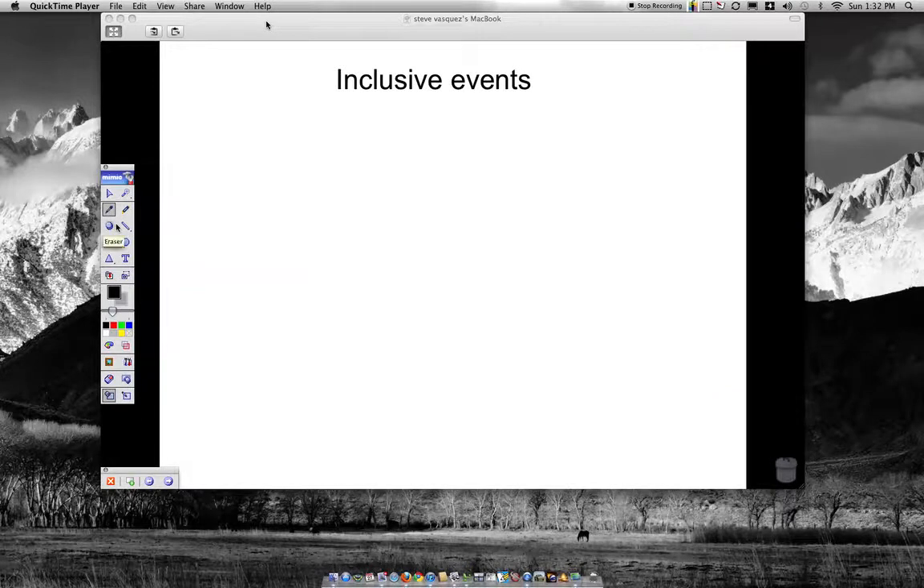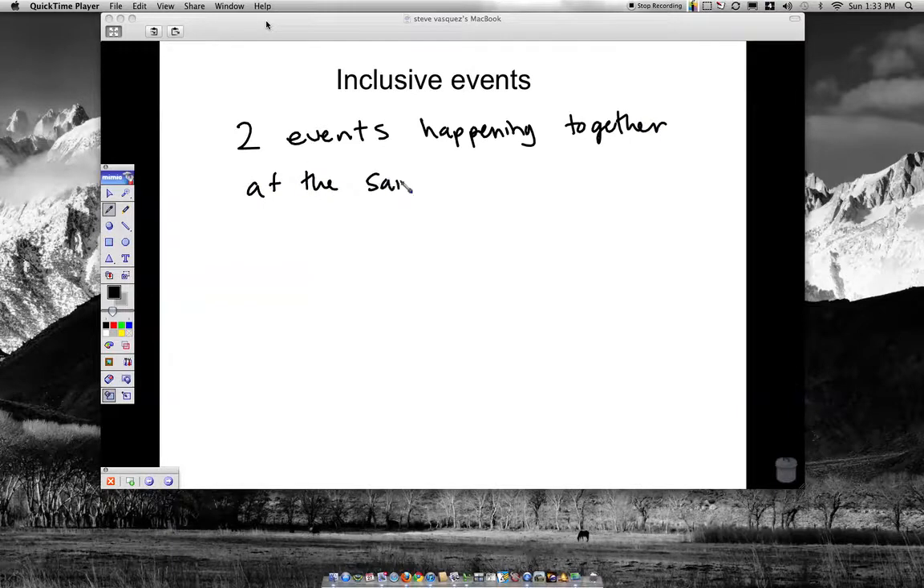Inclusive events are the difficult one for today. This is when you have two events happening together at the same time. Two events happening together at the same time.